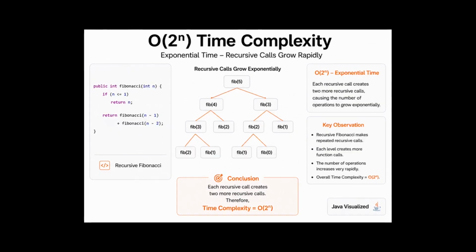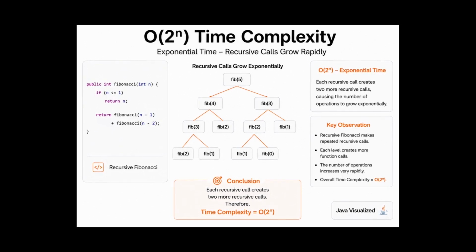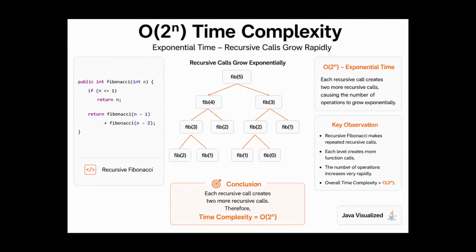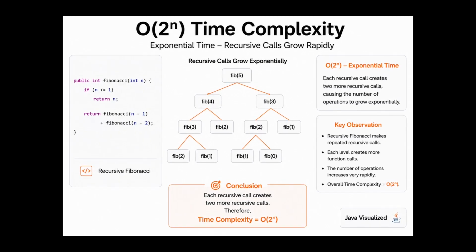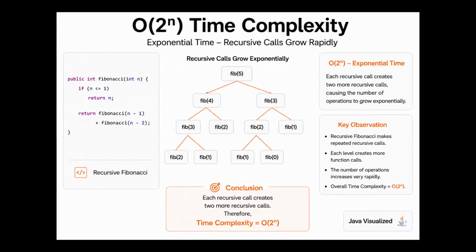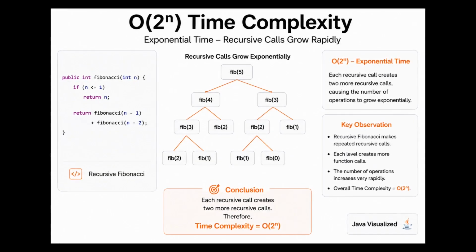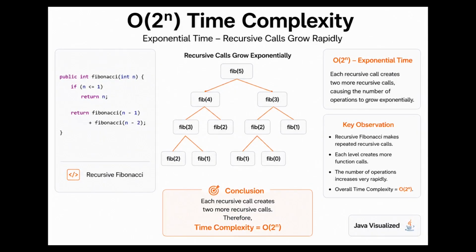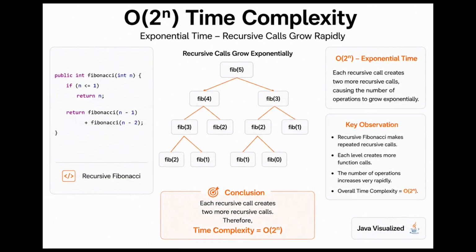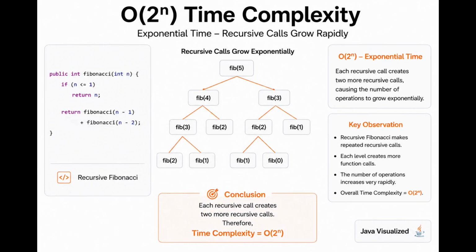Now let's understand O of 2 to the power of n, also known as exponential time. An algorithm has O of 2 to the power of n time complexity when each recursive call creates two more recursive calls, causing the number of operations to grow exponentially. A classic example is the recursive Fibonacci algorithm. As the input increases, the number of recursive calls grows very quickly. For example, increasing n from 5 to 10 results in significantly more recursive calls. Since the work roughly doubles at each level of recursion, the time complexity is O of 2 to the power of n. This is why exponential algorithms become impractical for large input sizes.